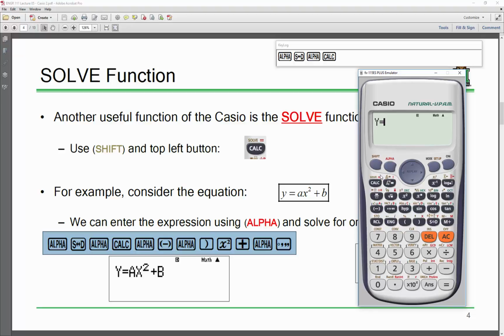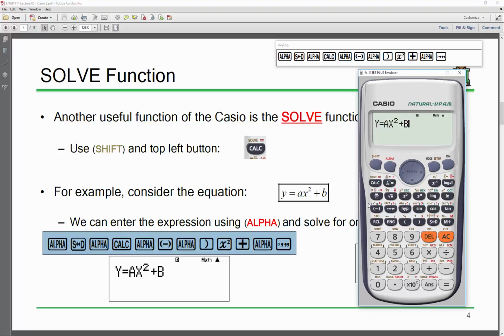So we have y equals ax squared plus b, so alpha a, alpha x, and then we need to square that. We can do that one of two ways. We could use an exponent, or we could just use the squared button right here, and it automatically does that. And then plus alpha b. And when it's all said and done, you should have a display that looks something like this: y equals ax squared plus b.